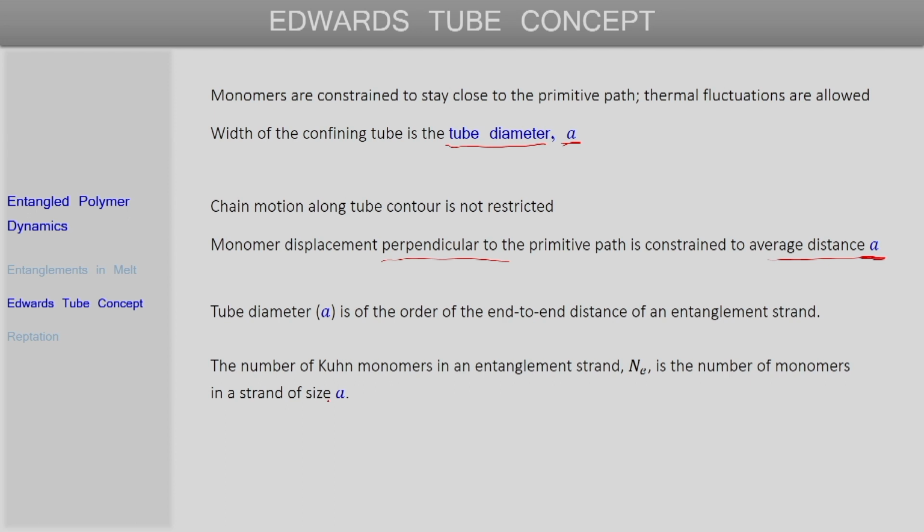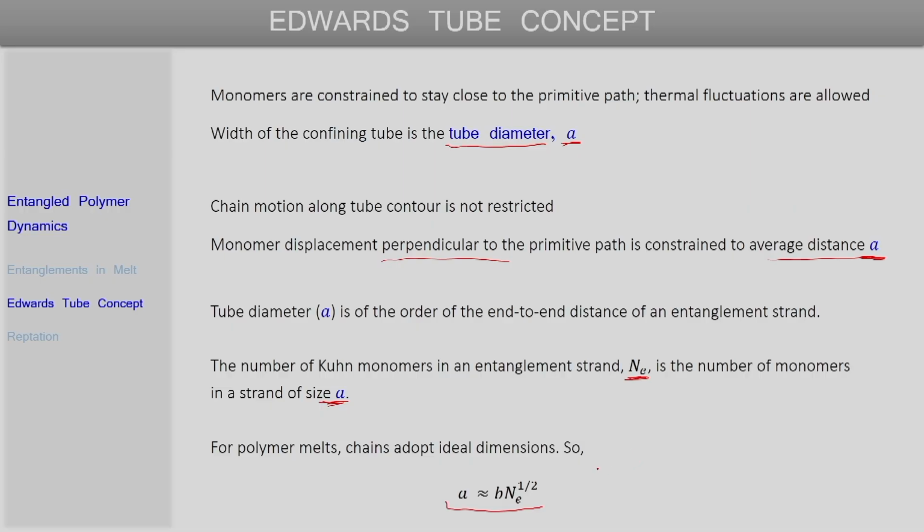The fact that any polymer strand of size A, which is the tube diameter, will contain a certain number of Kuhn monomers, and the fact that the ideal chain dimensions will be adopted by the polymer, can be combined to relate the quantity A with the quantity Ne. We can do that simply by writing this expression: A will be of the order of b times Ne to the power half. This comes directly from what we have studied earlier about the statistics of the size of ideal polymer chains. We studied that any ideal polymer chain can be represented as an equivalent freely jointed chain, and there the mean square end to end distance can be represented as N b squared, where N is the number of Kuhn monomers in our polymer chain and b is the Kuhn length.